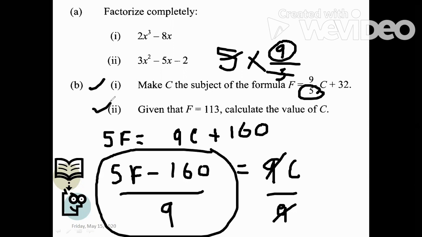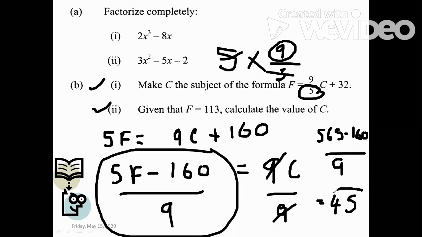Now in part 2, we're just going to replace f with 113. So 5 times 113 is 565. 565 subtract 160, divided by 9, turns out to be 45. All right, so C is equal to 45 for part 2.